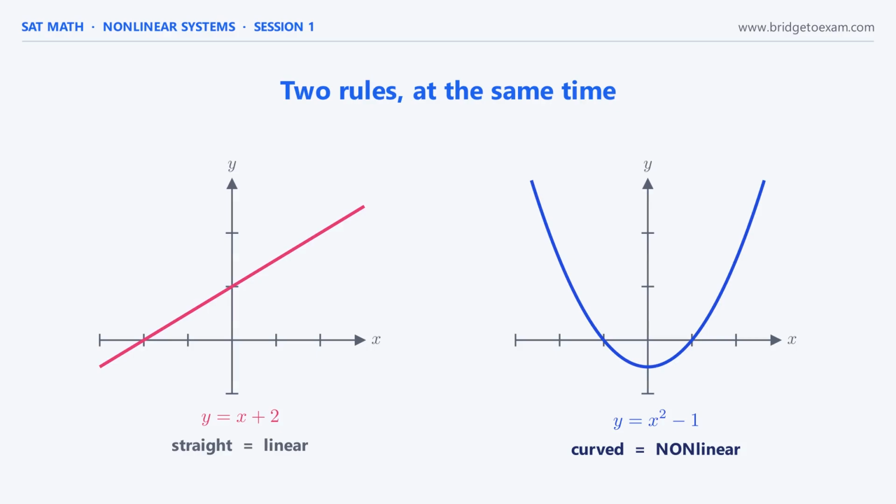Before we touch a single equation, I want you to understand what these problems are really asking. Because once you see it, the algebra becomes almost mechanical. A system of equations is just two rules that have to be true at the same time. And when one of those rules is curved instead of straight, we call it a nonlinear system. That's it. That's the whole idea.